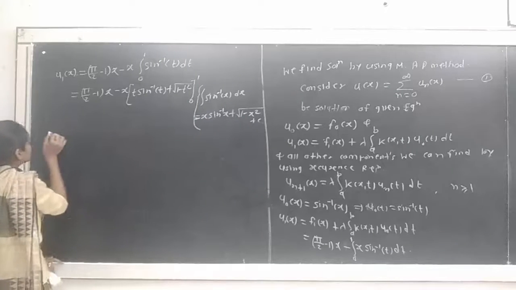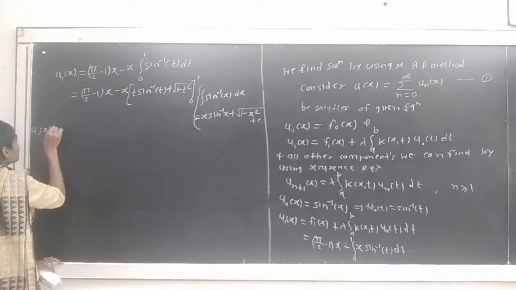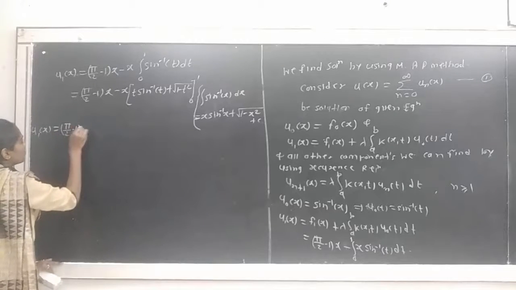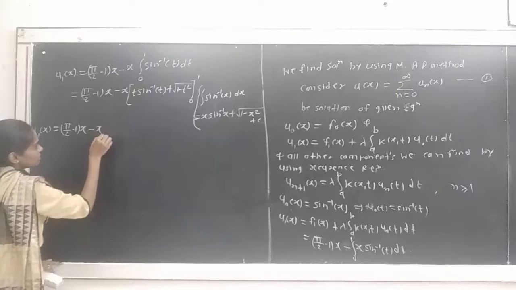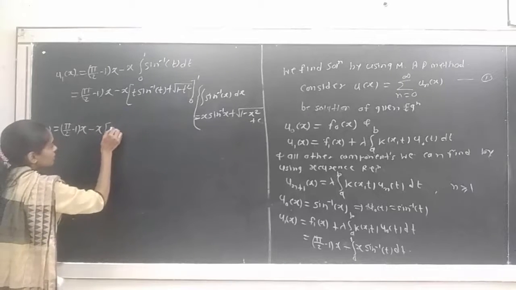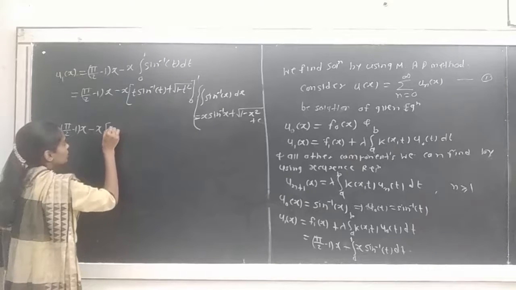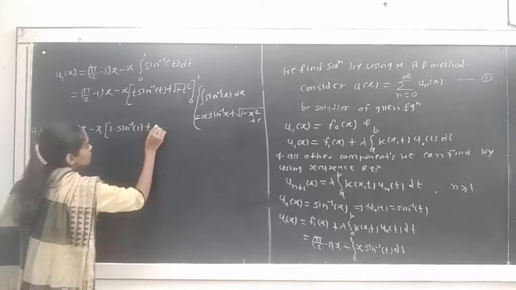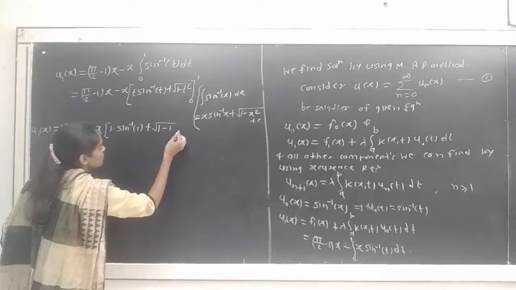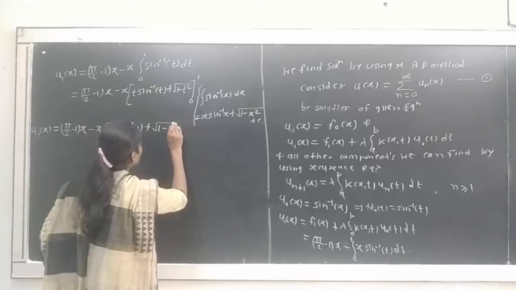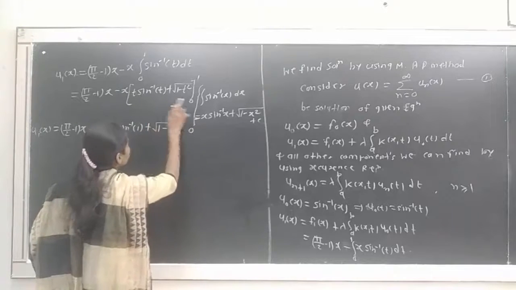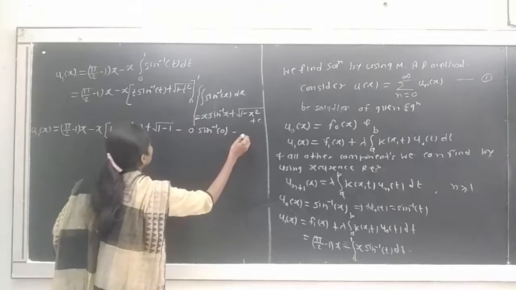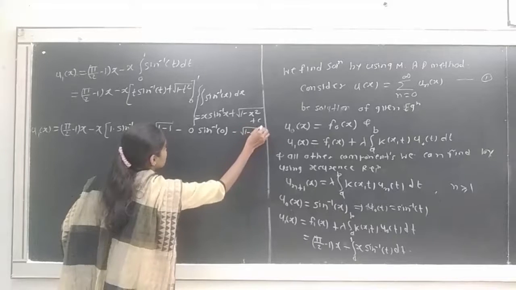Then we get u1 of x is equal to pi by 2 minus 1 into x minus x. If we put in the limits, we get t is equal to first 1, then 1 into sine inverse of 1 plus square root of 1 minus 1 square, that is 1. Then if we put the lower limit, t will be 0, so 0 into sine inverse of 0 minus square root of 1 minus 0 square.